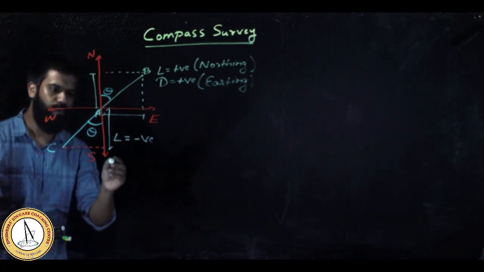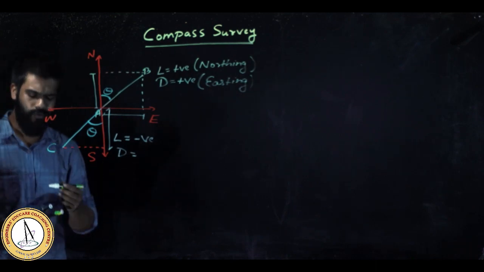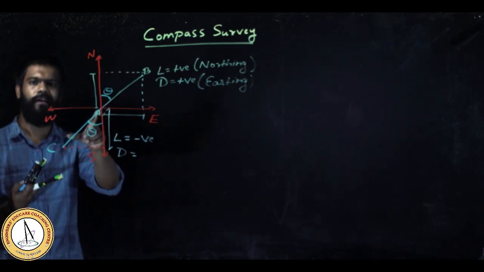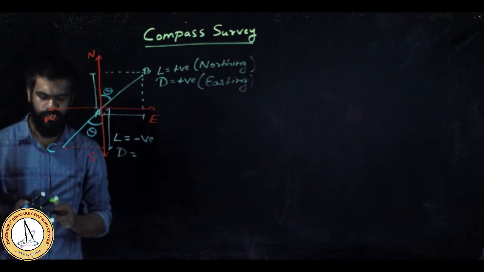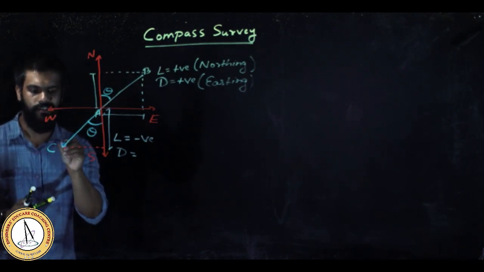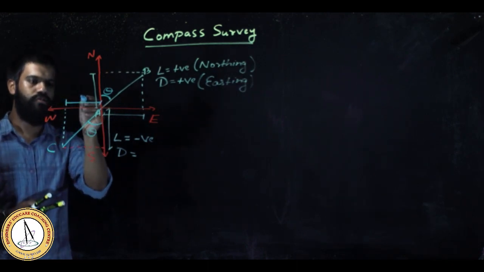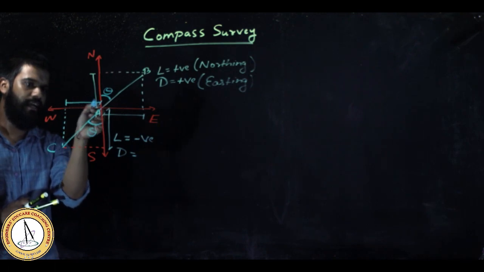And let us say for departure, let's say this is D. So for finding departure, what do we do? We take the projection of this survey line on the east and west axis. So if I take the projection of this survey line on the east-west axis, I am finding this distance.